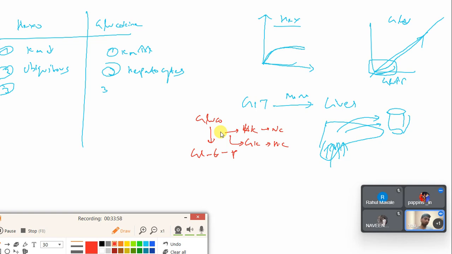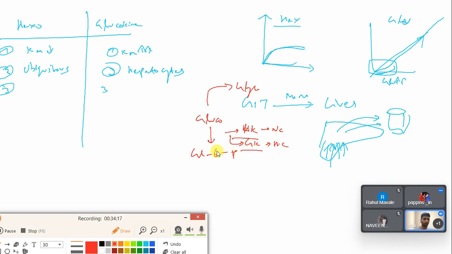Now, since this is a rate limiting step, this process should not always go on if there is already a lot of generation of ATP. So why does the cell need to utilize this? This glucose can be stored as glycogen. So in order to stop this process from going further into the glycolytic pathway, these enzymes need to be stopped. So what do you think will stop this enzyme?